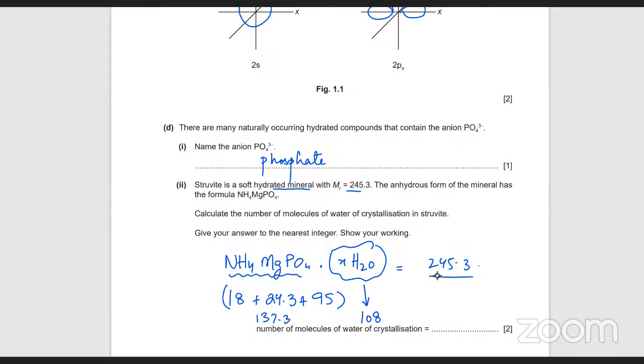245 minus 137, so 108. How many water molecules is 108? That's 6 water molecules, I think. Water is 18, and 18 times 6 is 108. So the answer, the number of molecules of water, is 6. Okay, is the question clear?